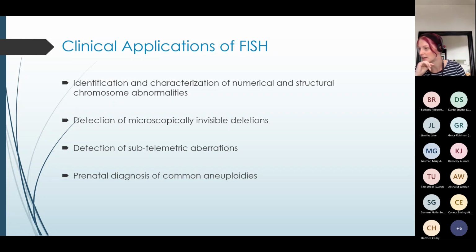You can detect subtelomeric aberrations. You can do prenatal diagnosis of common aneuploidies. So you can detect things that our eye in a regular karyotype would not be able to detect by using fluorescent probes. It's a great, great time.